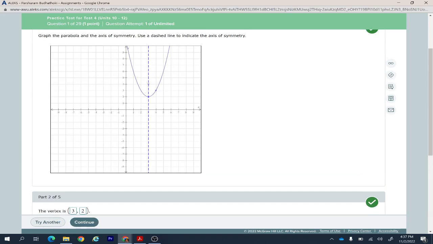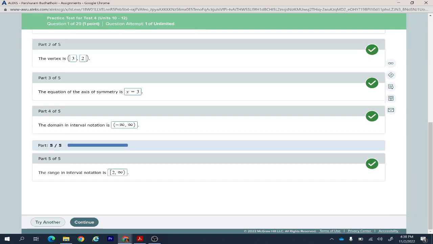You see here for the range, here is the 2, and then it skips. Range means the y value. So when you walk on the y-axis, starting from 2, it is going up and up and up. So that's our range.